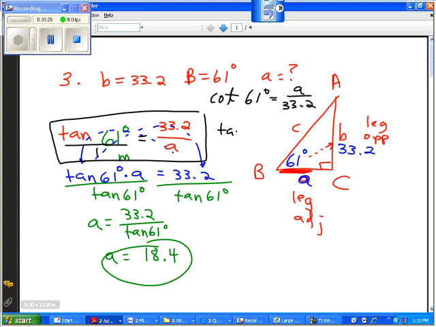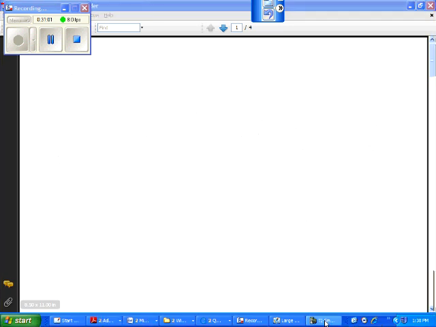What you would do is tangent 61, and then you would hit the x to the negative 1 button, right? Not tangent negative 1. Tangent 61 inverse is how you would tell it cotangent. So you would do tangent 61 inverse times 33.2. Okay, I'm going to punch that in just to show you what we're talking about.